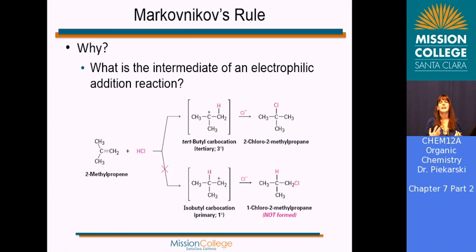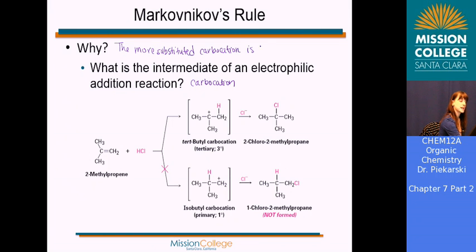So, why is this? Well, what is the intermediate of your electrophilic addition? We went over this. It's the carbocation. And you can see that right here, that we have carbocations. And the rule of thumb that I've already alluded to and said before is that the more substituted carbocation is more stable. Okay.